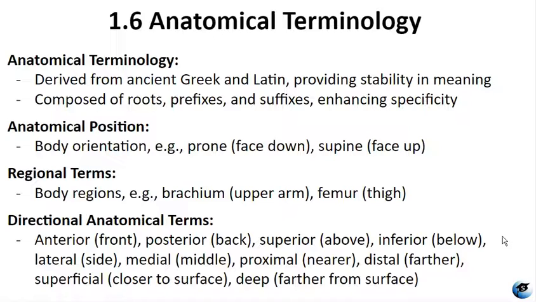Directional anatomical terms are important for describing the relative locations of body structures. Examples include anterior, which means front, posterior, which means back, superior, which is above, inferior, which is below, lateral is side, medial is middle, proximal is nearer, and distal is further. Superficial is closer to the surface, and then you have deep, which is farther from the surface.